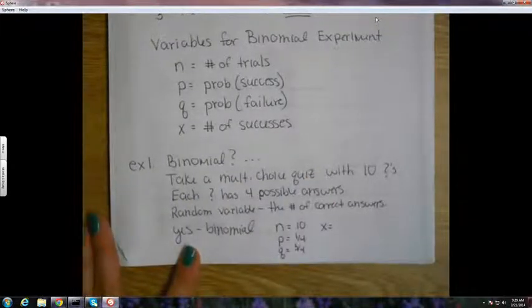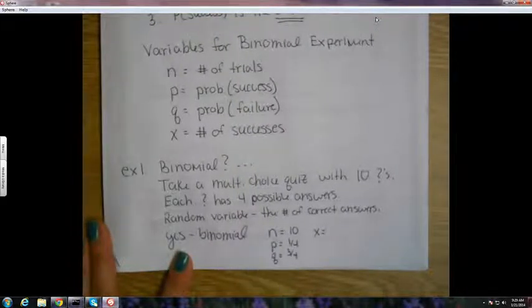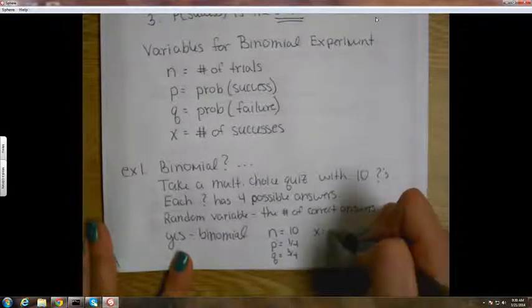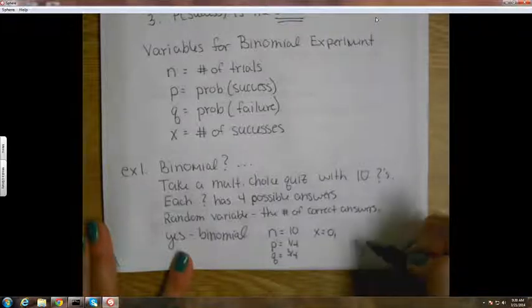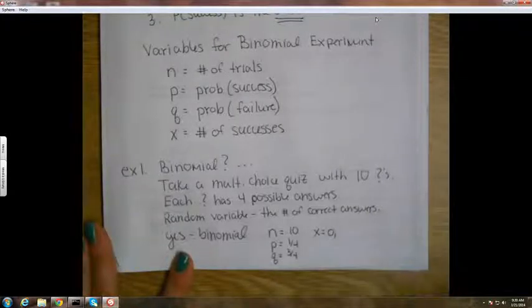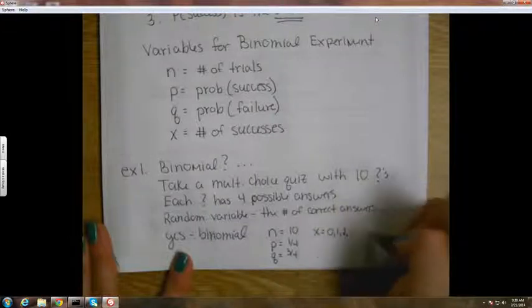So think, what's the least number of successes I could get on this experiment here? 0. I could get none of them correct. What else could happen? I could get all of them. Anything else? I could get 1, or 2, or 3, or 4. So I can get anywhere from 0 successes all the way through to 10 successes. So X takes on the values 0 all the way through 10.